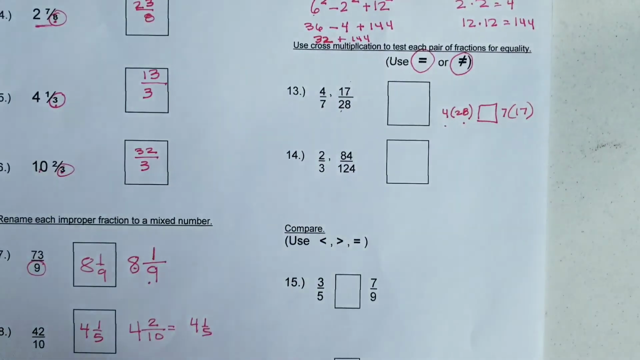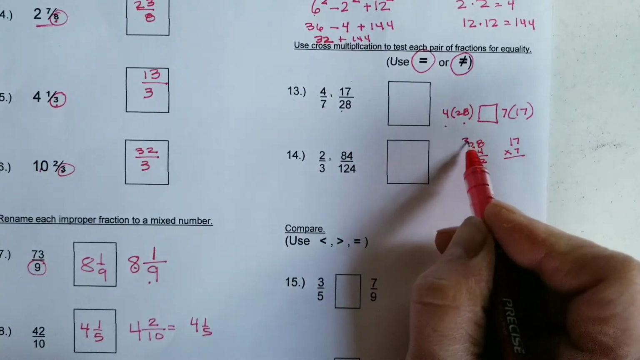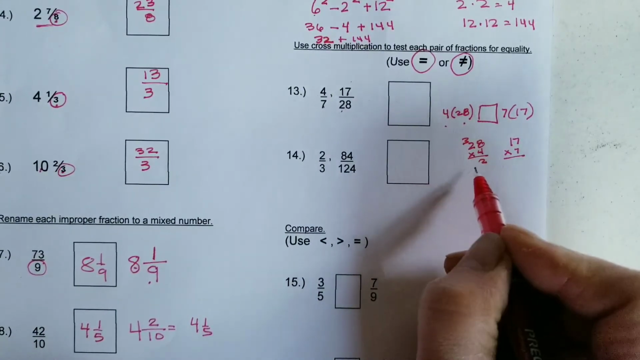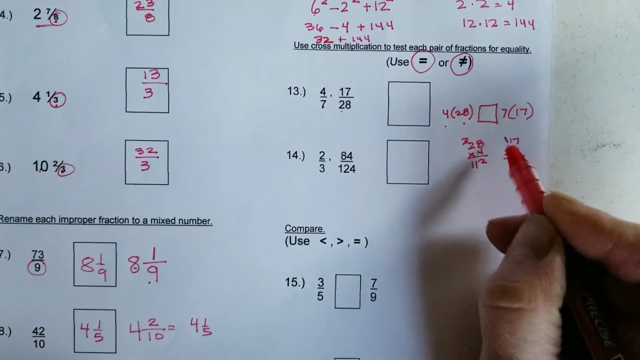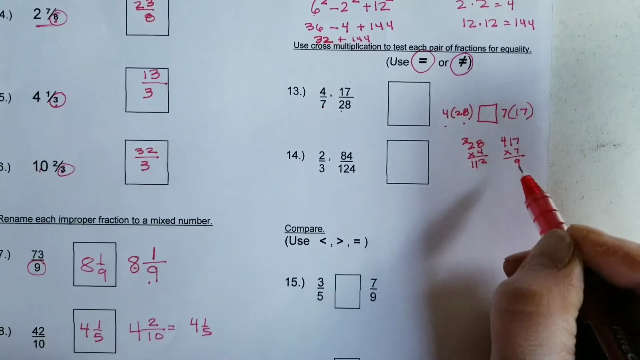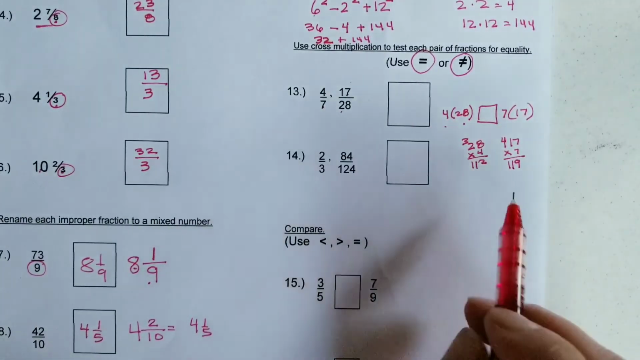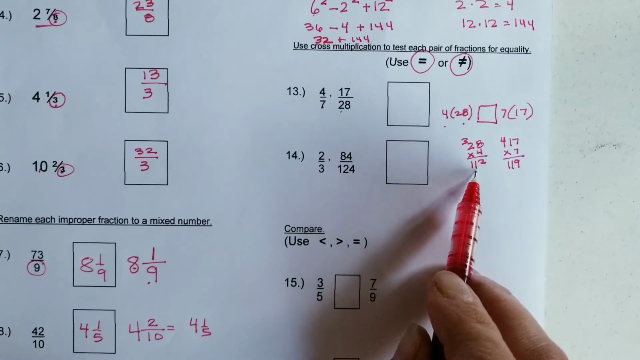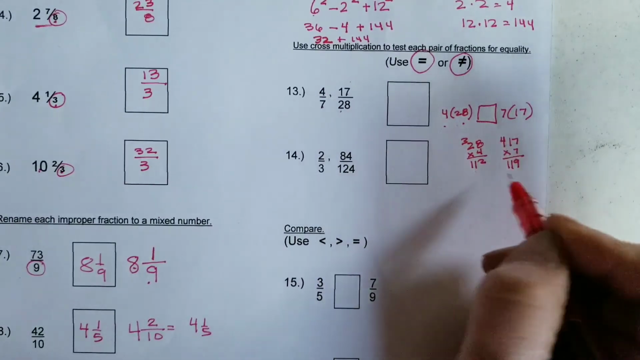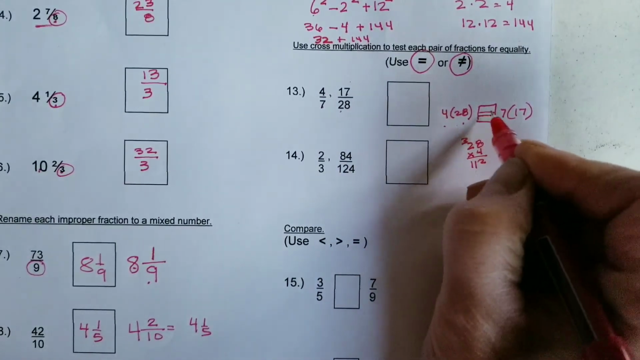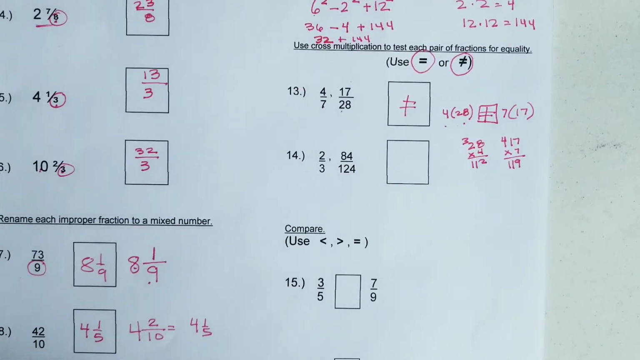Okay, and then you'll carefully multiply. 4 times 8 is 32, carry your 3. 4 times 2 is 8, plus 3 is 11. Here we have 7 times 7 is 49, carry your 4. 7 plus 4 is 11. So here we have 112 on this side and 119 on this side. So they are not equal. So it is an inequality. Okay, that's how you do those.